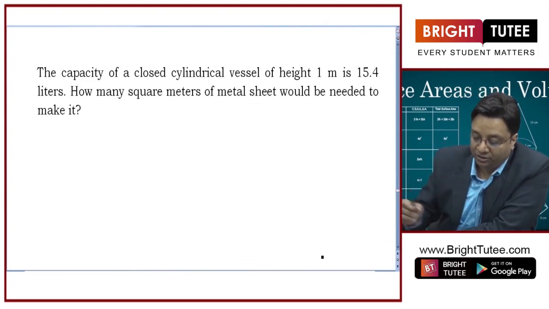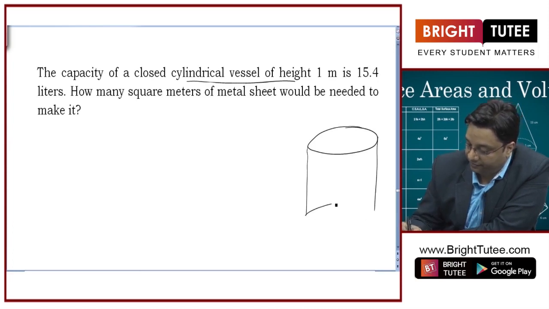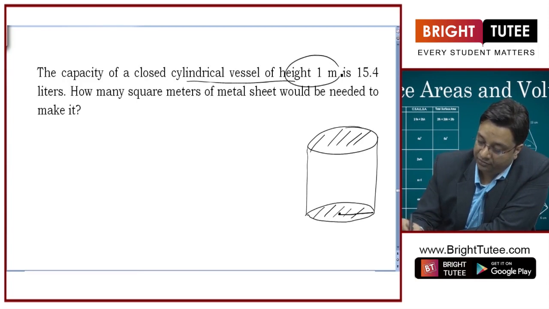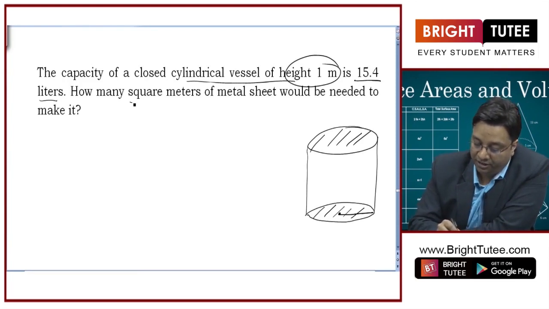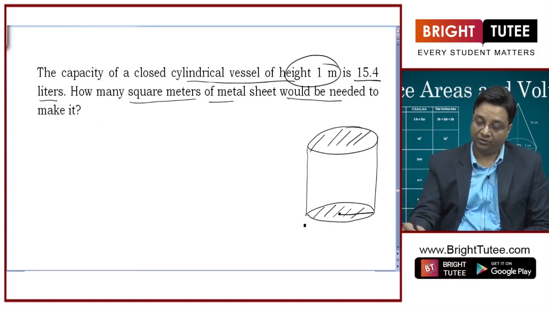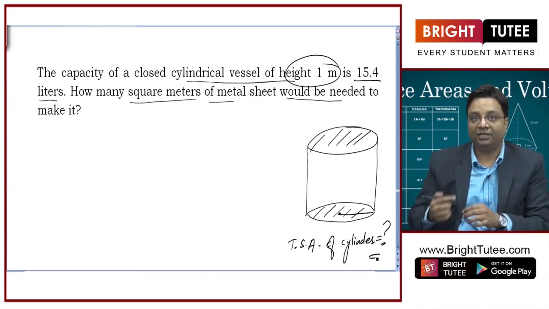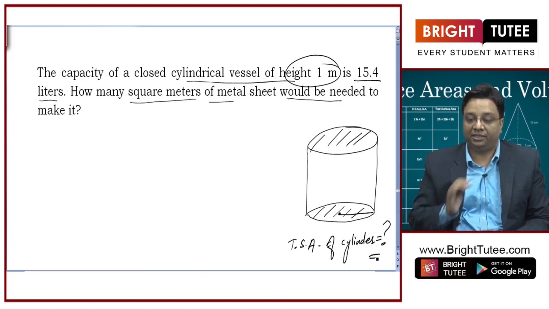The capacity of a closed cylindrical vessel. Now this time this is a closed cylindrical vessel. So it is closed at the top portion also. Now it has got a height of 1 meter and the capacity is 15.4 liters. How many square meters of metal sheet would be needed to make it? Okay, so we need to find the surface area of this, we need to find total surface area of this cylinder. This is the question, because that will give us the square meters of metal sheet required for this.